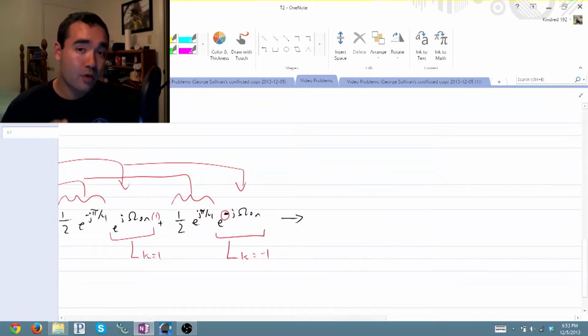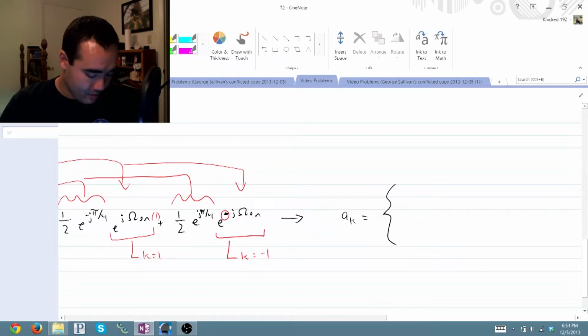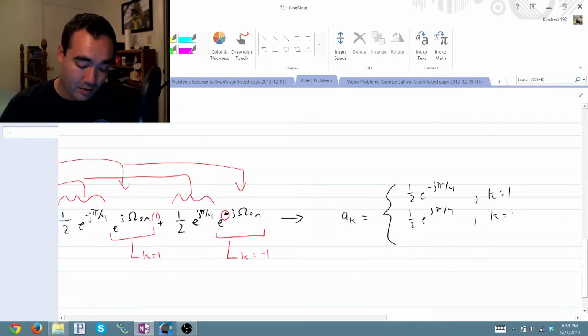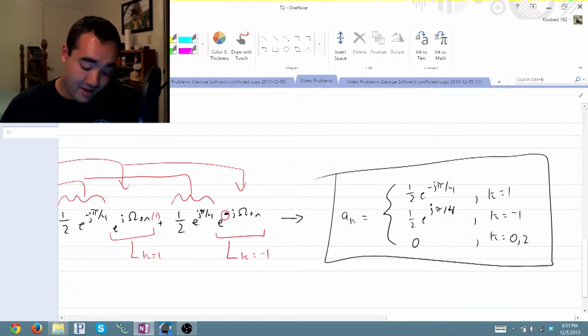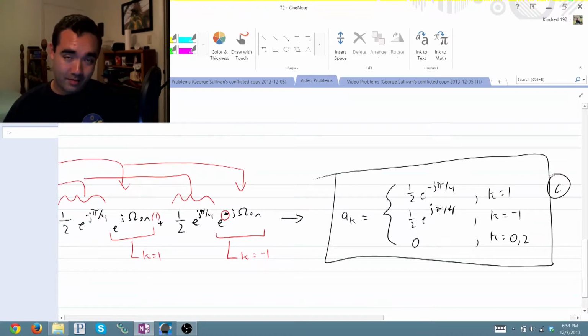So if we just look at this from the point of view of a fundamental period from -1 to 2, we can say that a sub k is equal to, and we'll go ahead and put an open brace here, 1/2 e to the negative j pi over 4 when k is equal to 1, 1/2 e to the j pi over 4 when k is equal to -1, and this should be a 4 and this should be a j, and it's equal to 0 when k is equal to 0 or 2. So this is our answer to C.